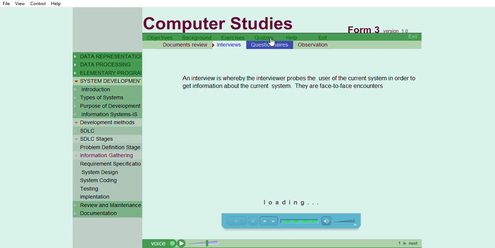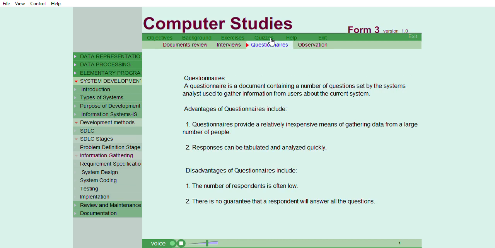Interviews. An interview is whereby the interviewer probes the user of the current system in order to get information about the current system. They are face-to-face encounters. Questionnaires. A questionnaire is a document containing a number of questions set by the systems analyst used to gather information from users about the current system.